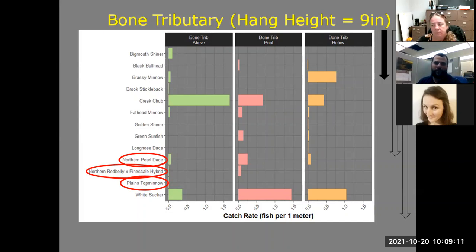So that will change. And creek chubs and white suckers seem to be extremely high here. This could be due to the fact that it's only a 9-inch drop, and they could be able to actually make that jump based on their swimming abilities.